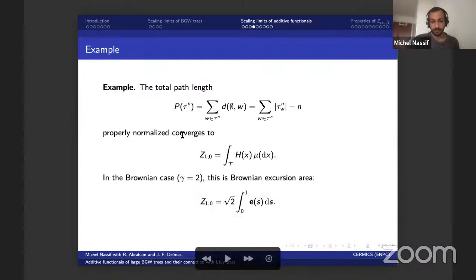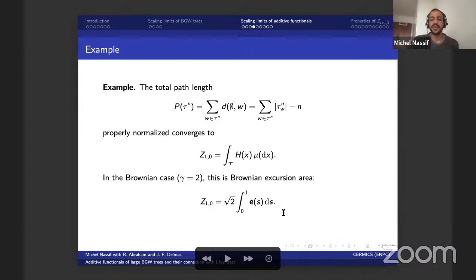So as an example, the total path length properly normalized converges to the average height over the Lévy stable tree. This result is already known in the Brownian case, in which case the limiting random variable is just a Rayleigh distribution up to a constant.